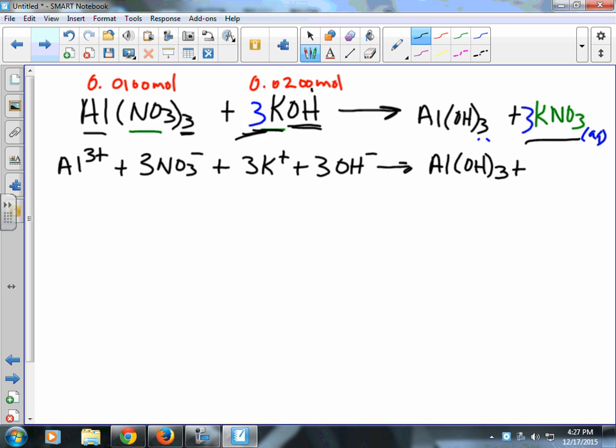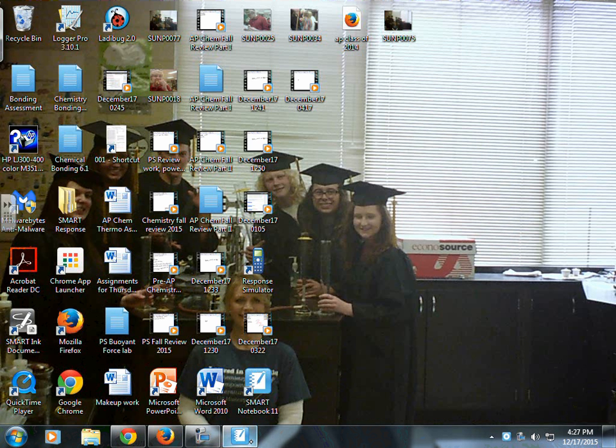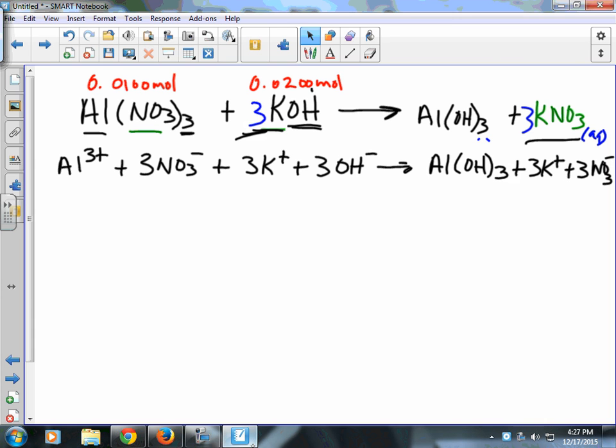This is in solution, 3 potassium, 3 nitrate. Now, I went through and did the calculations to identify that KOH was the limiting reactant. This is in excess.